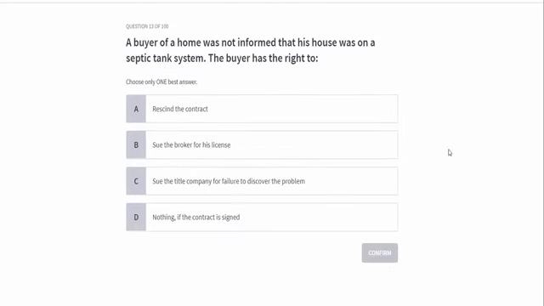But anyways, all right, question 13. A buyer of a home was not informed that his house was on a septic tank system. The buyer has the right to, and there are 4 options: A, rescind the contract. B, sue the broker for his license. C, sue the title company for failure to discover the problem. Or D, nothing if the contract is signed. So, like always, here's some time for you guys to read it over and come up with your answer.